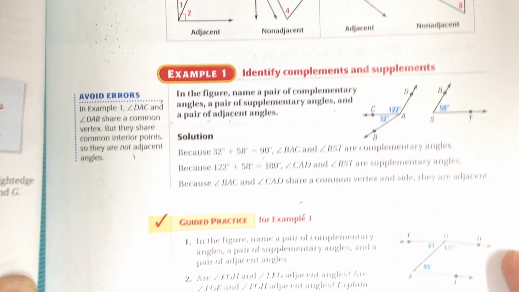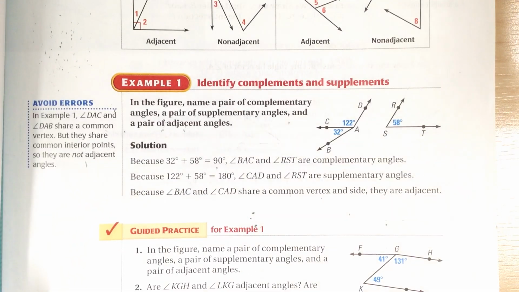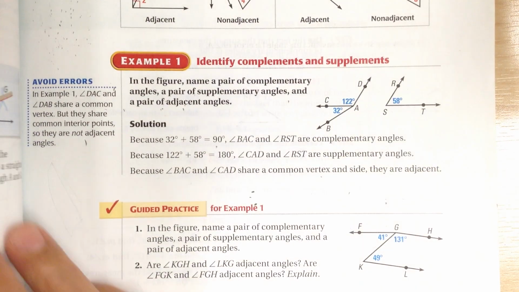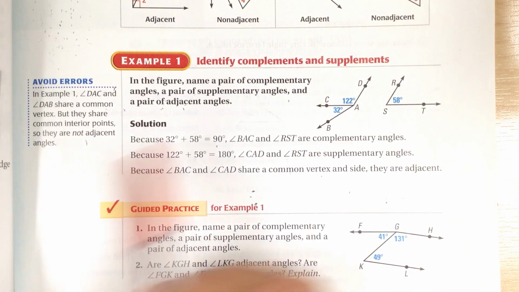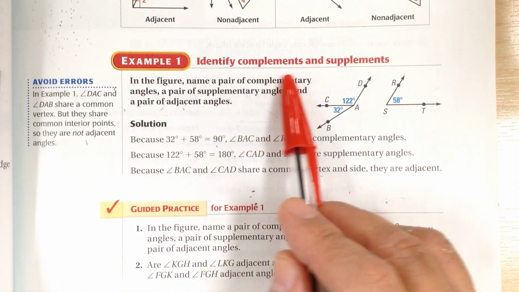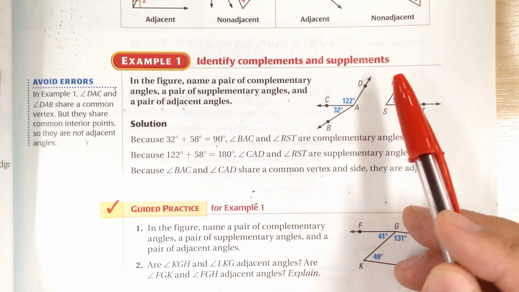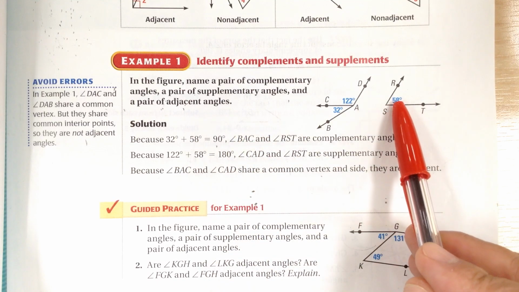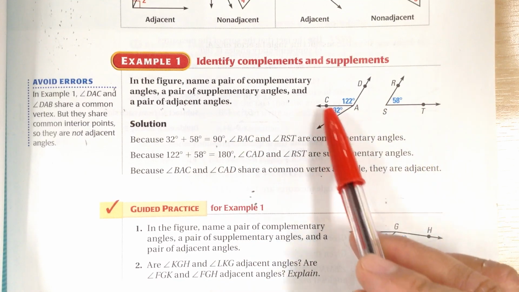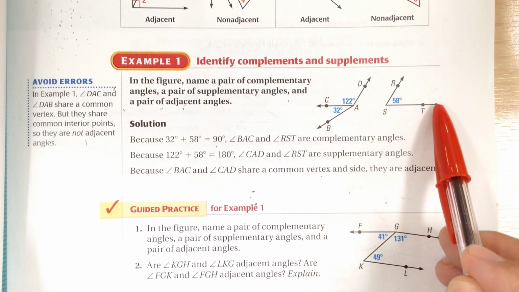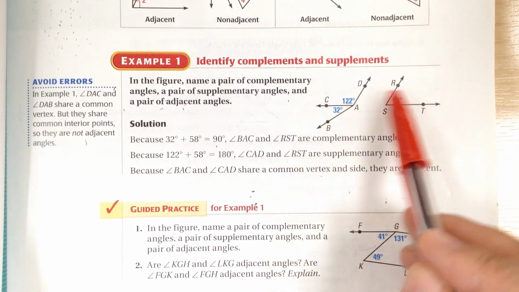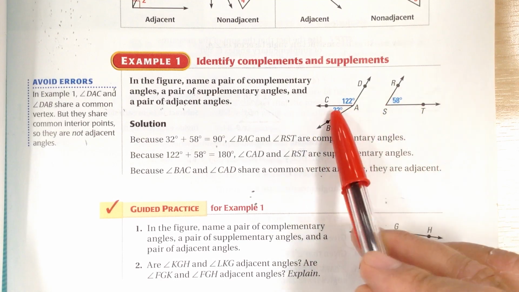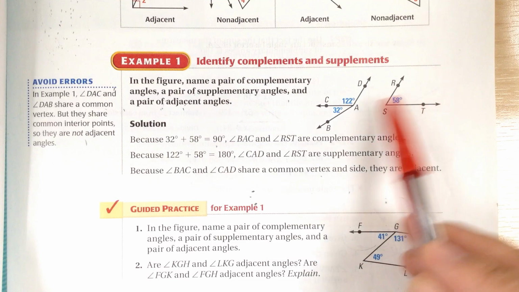Now let's go to example 1. Example 1 says identify complements and supplements. Complements are the ones that add up equal to 90 degrees. So an example would be this one and this one. Angle CAB and angle RST, these two angles add up to 90 degrees. So these two angles are complementary, but they are not adjacent. They are non-adjacent complementary angles.